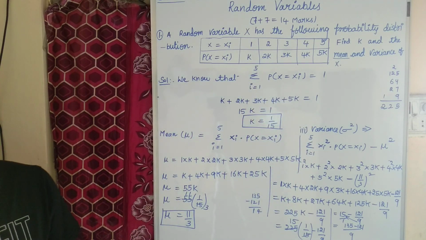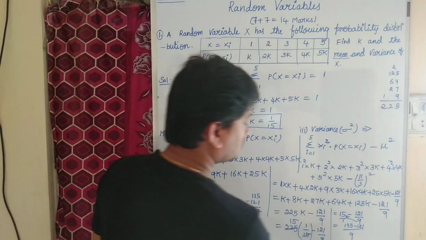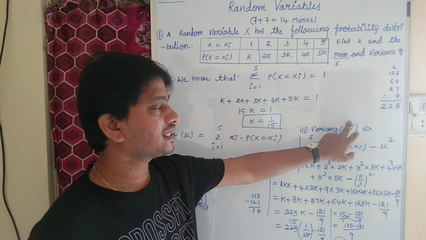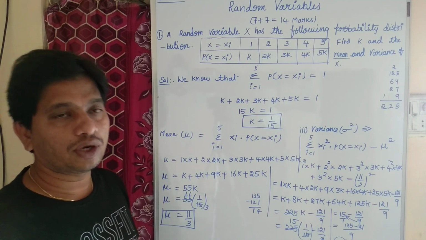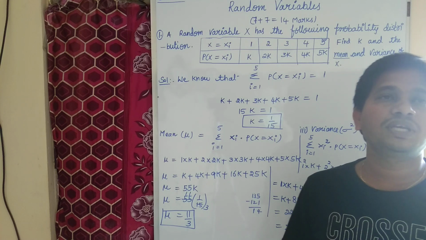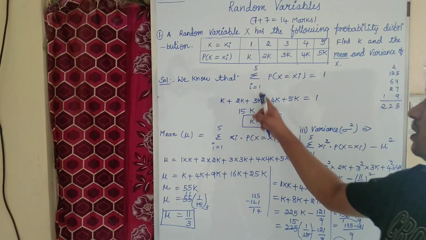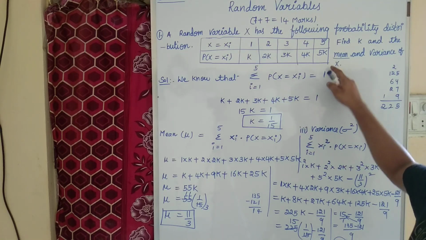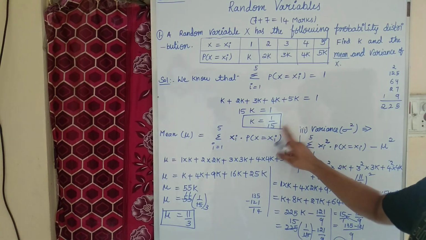So what is the variance, children? The variance we got is 14 by 9. Variance is going to be represented by sigma square. Any doubt on this problem? First of all, we have to find the value of k: the sum of the probabilities must be equal to 1. I mean, we have to add all these values, and the sum must be equal to 1. You will get the value of k.